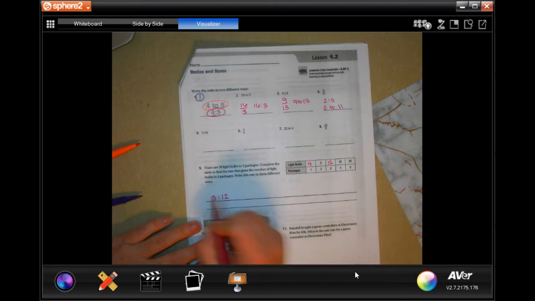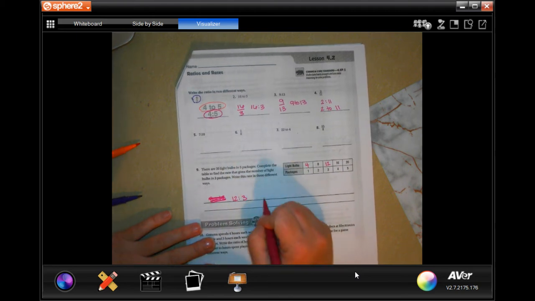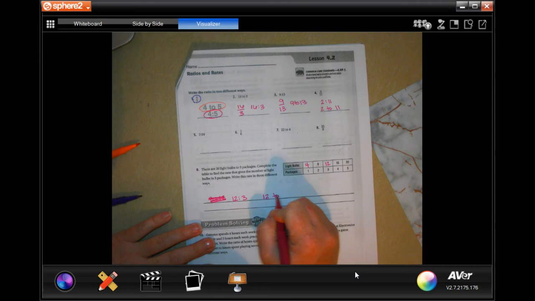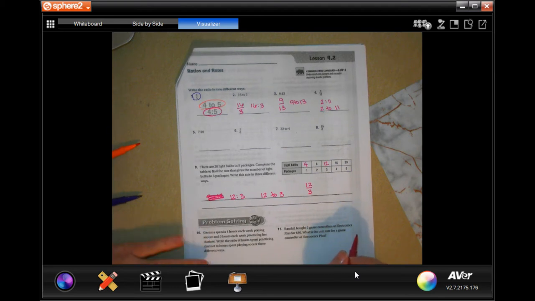Sorry, let's do it the other way since 12 is on top. Let's do 12 to 3, which really is the same thing. 12 to 3 or 12 over 3. Those are the 3 ways, guys.